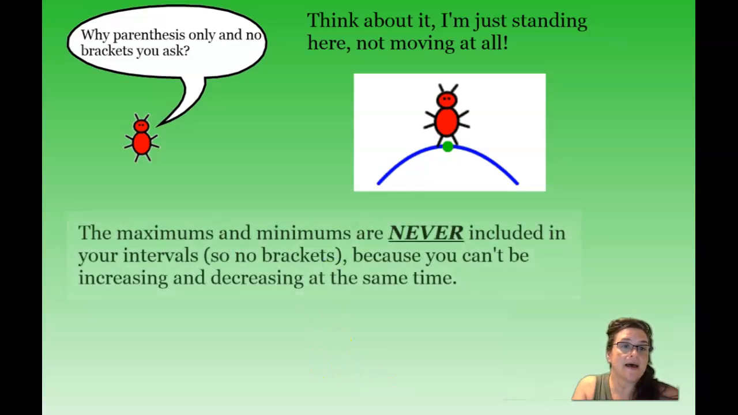That's why the brackets are never used in these intervals, because you can't be increasing and decreasing and constant at the same time. He's got to be moving in one of those directions in order to be increasing or decreasing or constant. So we only use parentheses when we're reporting the x intervals where the graph is increasing, decreasing, or constant.